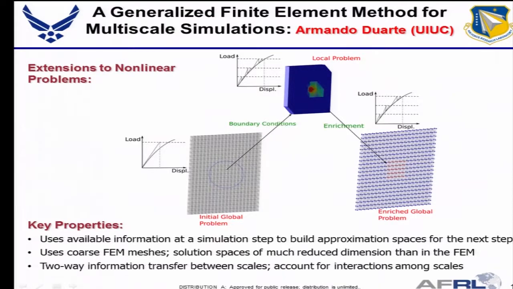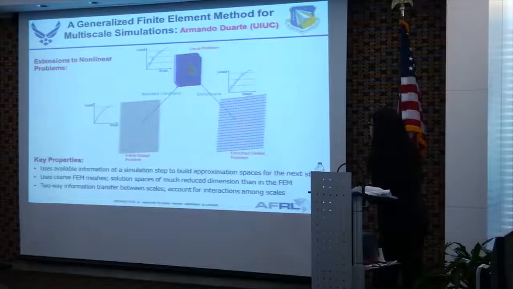So the whole idea here is that you can start with your general initial global problem, which is coarse. But then at the same time, you can have this local problem. And these local problems you can solve in parallel. And then you can use them to enrich your problem. So one of the nice things is that in this case, there's going to be a two-way interaction between your local and your global. But also, this is parallelizable because the local problem can be solved independently of what you do here.